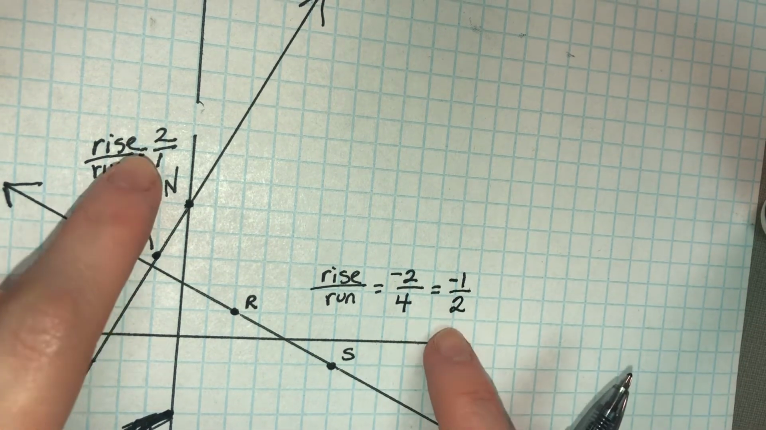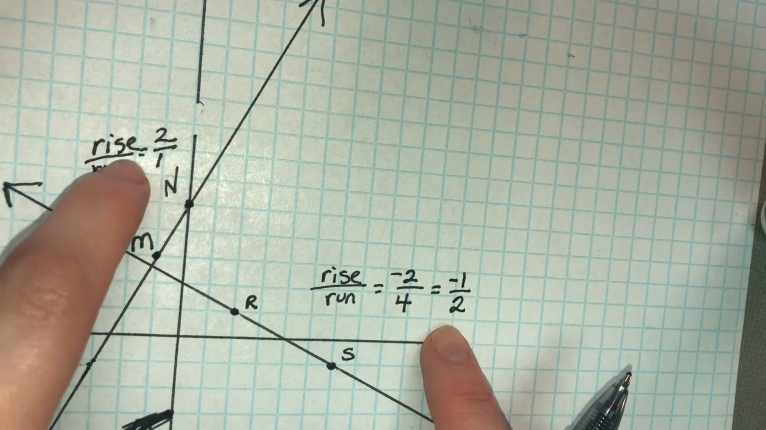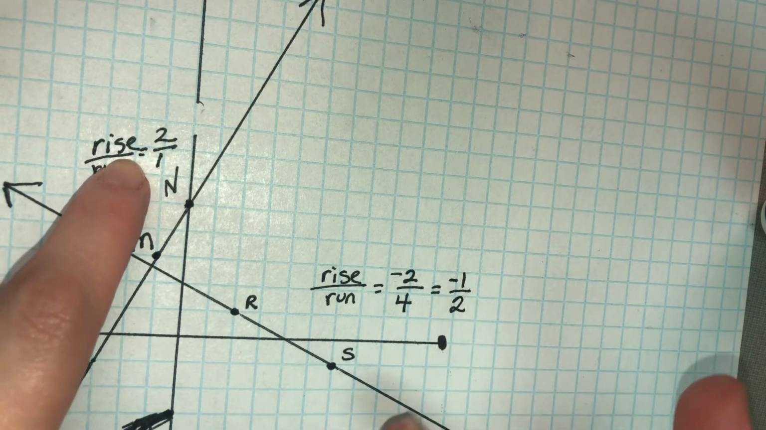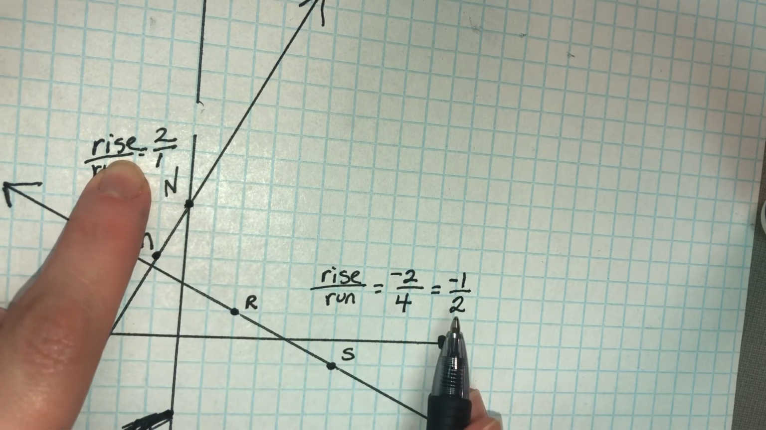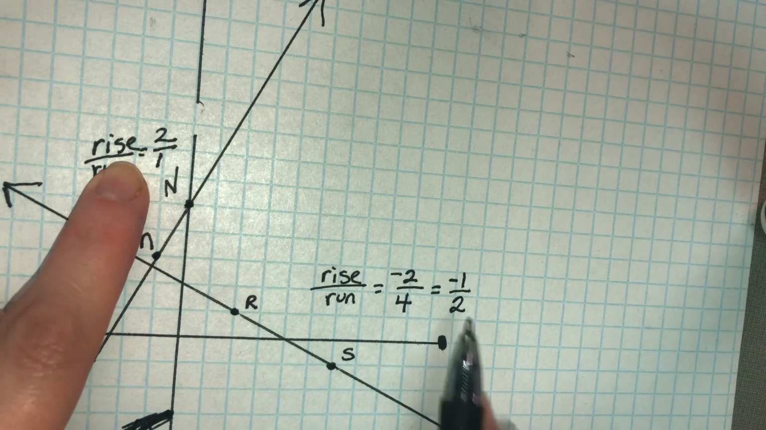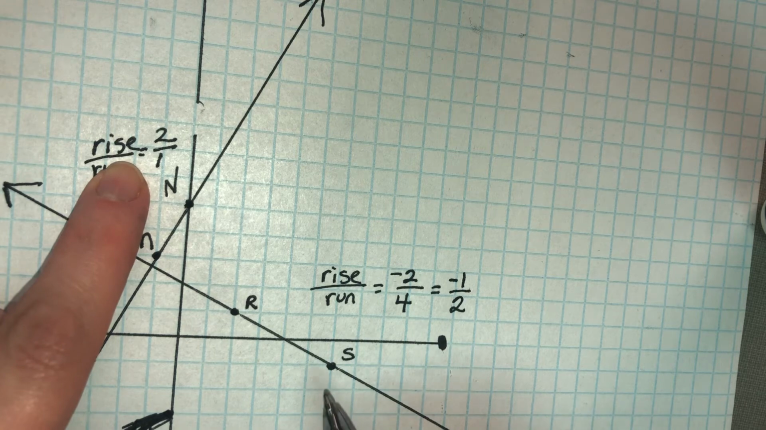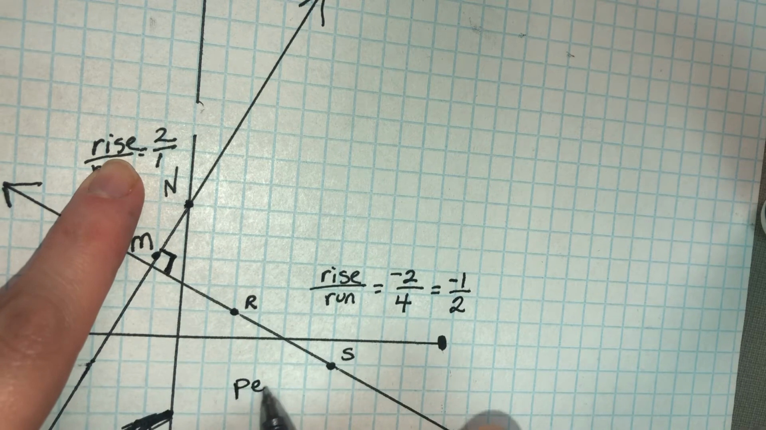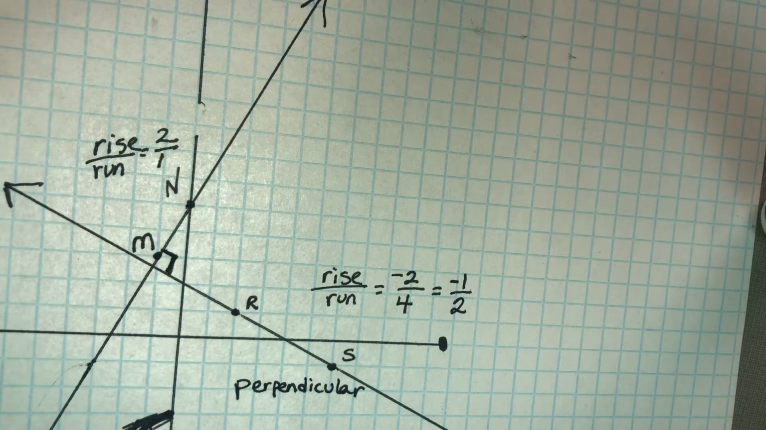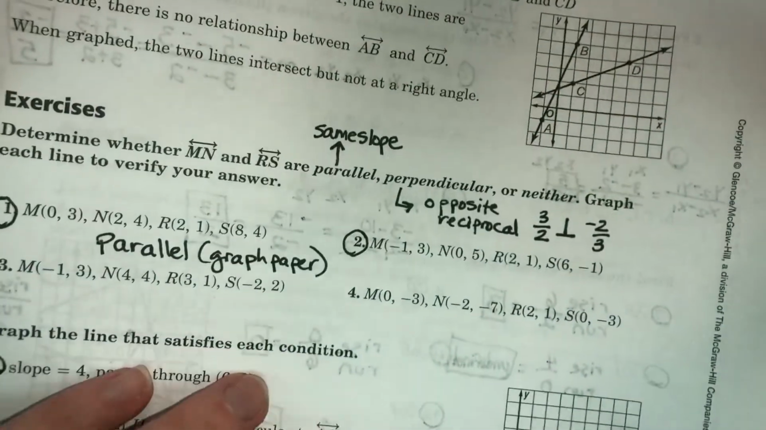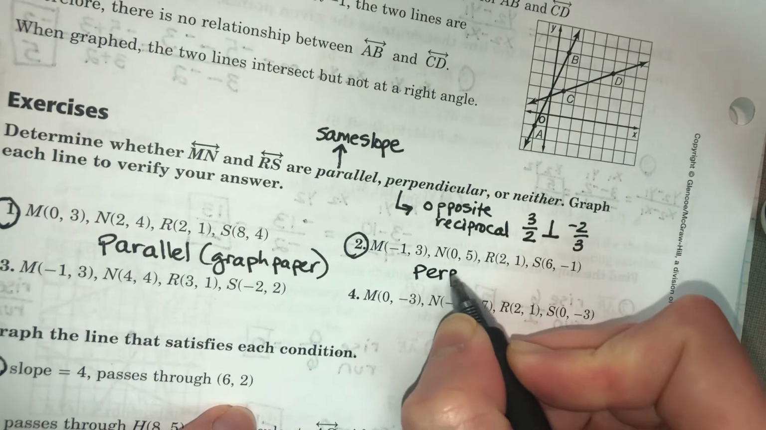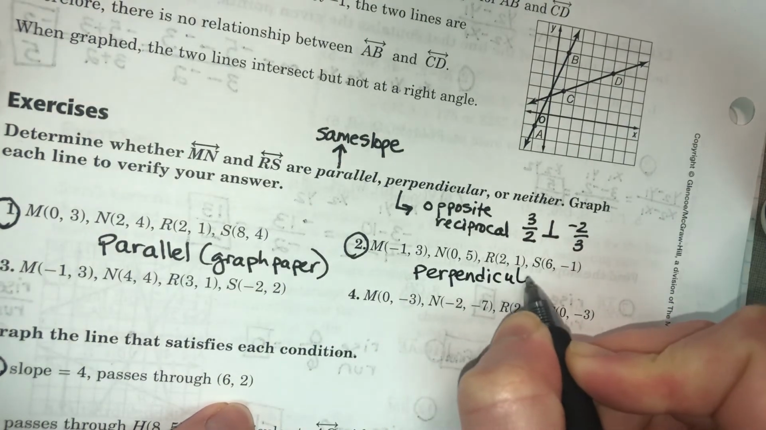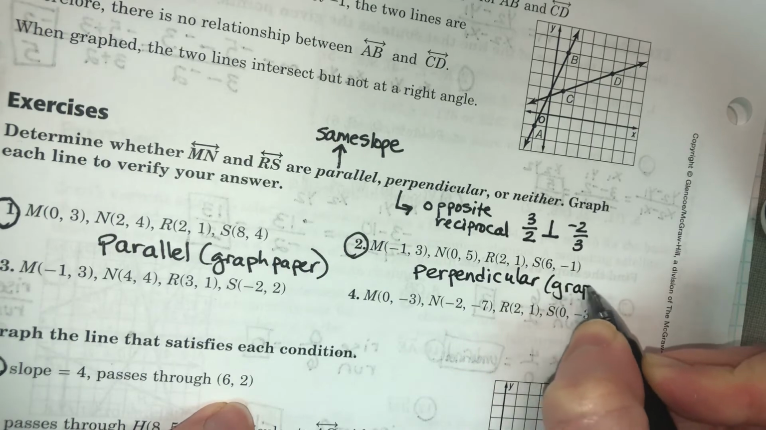So let's compare these slopes. 2 over 1, 1 over 2. Do you see how they flipped? That's called the reciprocal. This one's positive and this one is negative. So they are opposite reciprocal slopes, which means they are perpendicular. This is a 90-degree angle here. Perpendicular. Okay, so for this problem, perpendicular. I did that on graph paper.